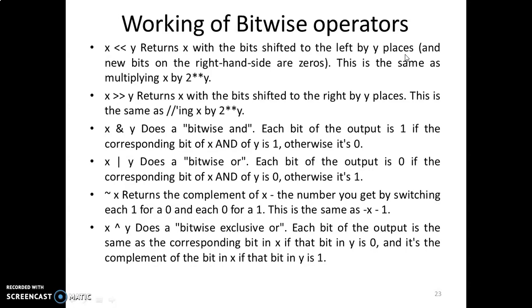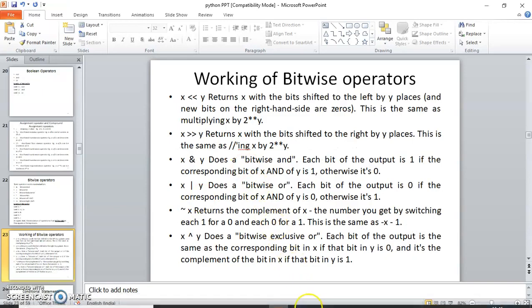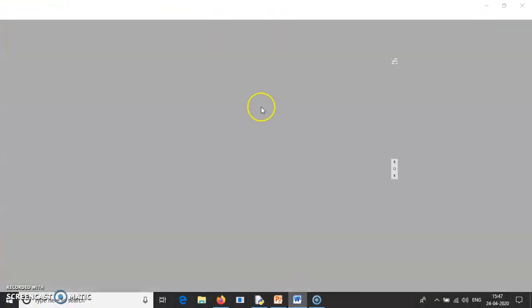So it returns x with the bits shifted to the left by y places, and the new bits on the right-hand side are zeros. So as many bits as you shift towards the left, as many zeros you add to the right, and this is the same as multiplying x by 2 raised to power y. Okay, so let me just open up another document to explain this to you.